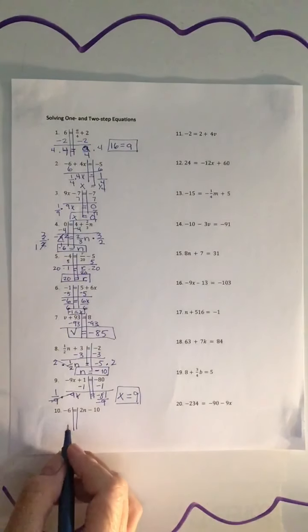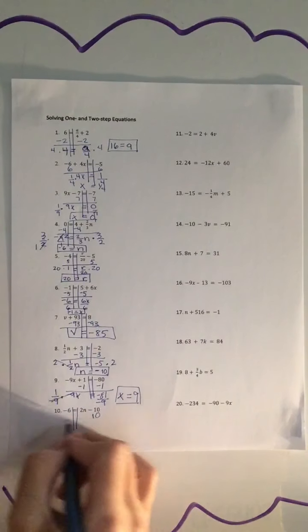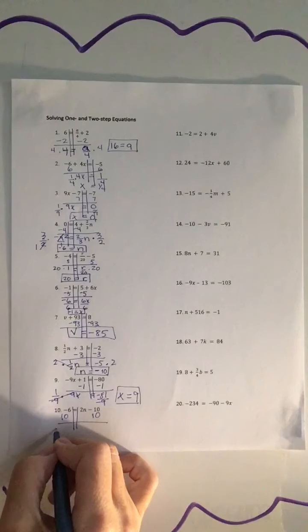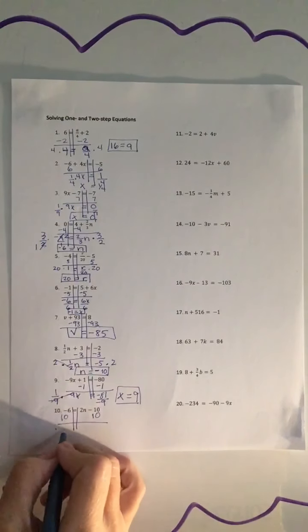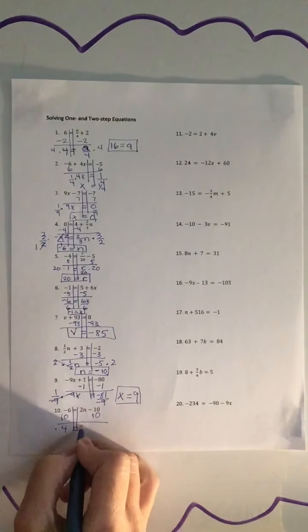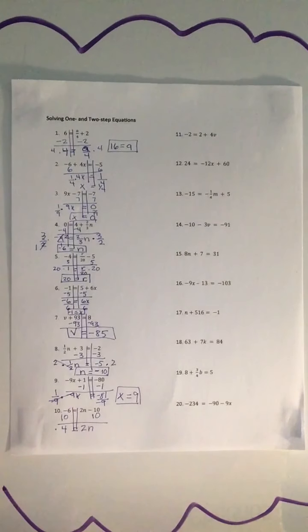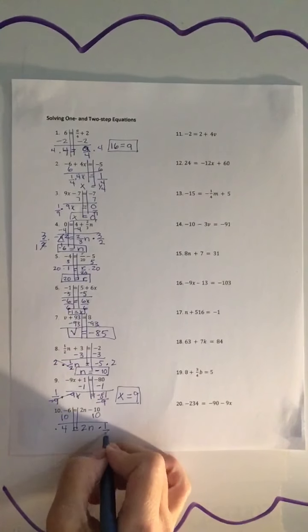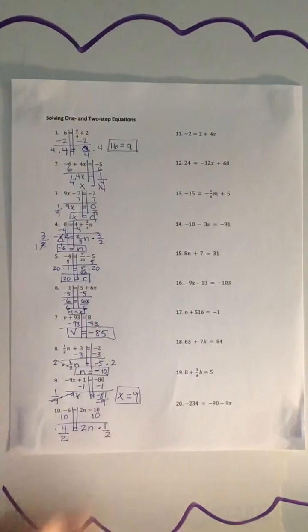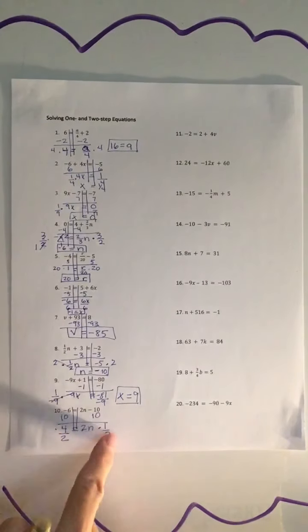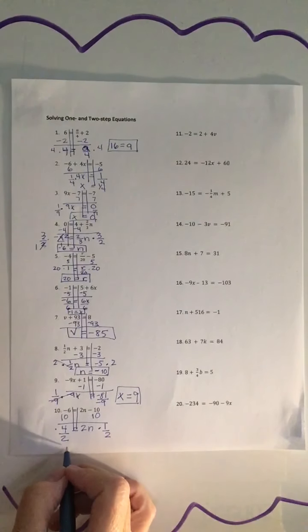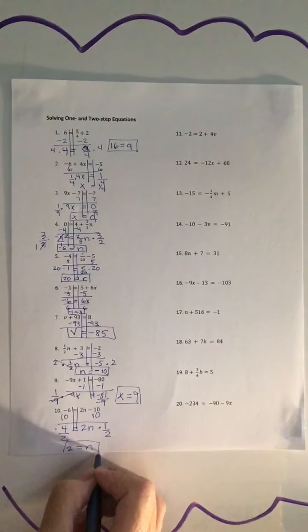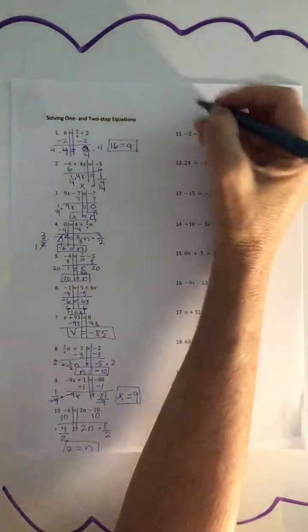On this side we add 10 to both sides, leaving us with, we have more positives than negatives. How many more? 4 more, and 2n on this side. I'm going to multiply by the inverse, or I could divide both sides by 2. I'm just showing you both ways you can do it. So we end up with 2 equals n. All right, on to the next side.